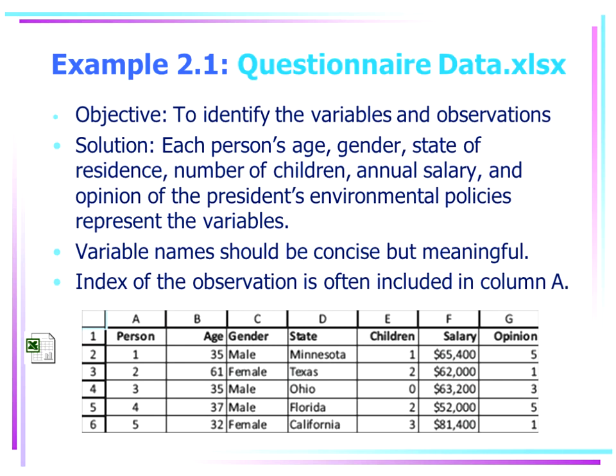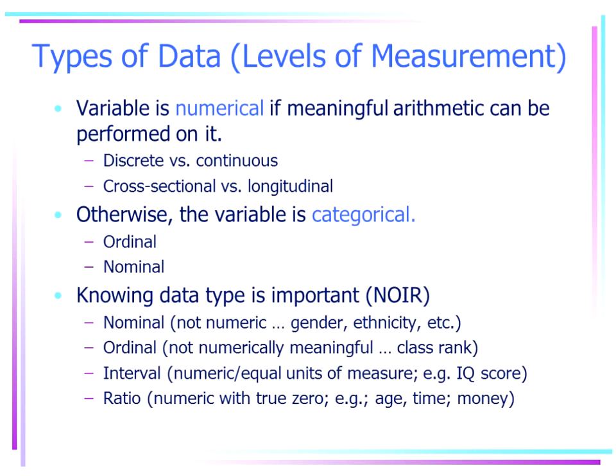And then you can see that I've got one observation here of a male who's 35, lives in Minnesota, has one child, $65,400 in salary, and his opinion of whatever question was asked is a 5. And you can see another observation of a female in Texas, and so on. Variable names, when you make up the names for variables, make them concise. You don't want a really long name for your field or your variable. And this slide here points out that in the first field there's something called an index of observations and numbers. Again, I don't always do that unless I have a reason.